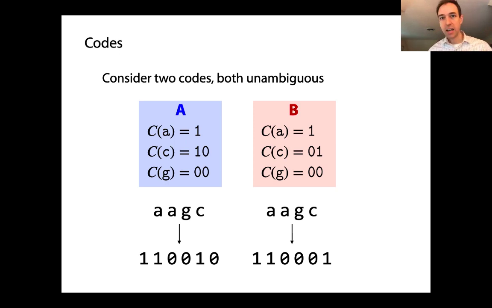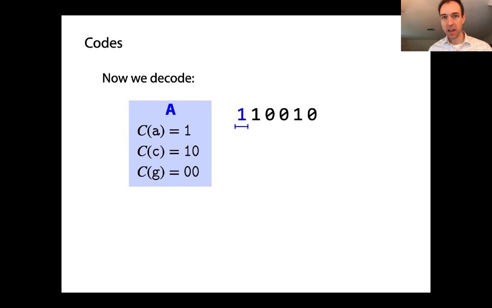Okay? Now let's consider decoding. So let's take that encoding, the concatenation of all those codes, and let's work out what we would have to do to decode. Okay? Well, looking at that first one, there's 2 code words that start with 1, A and C, and we don't know which one it is yet. So let's keep going.